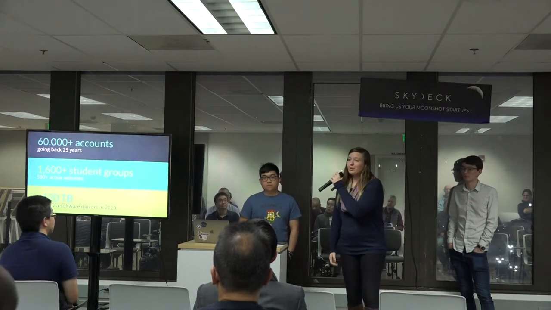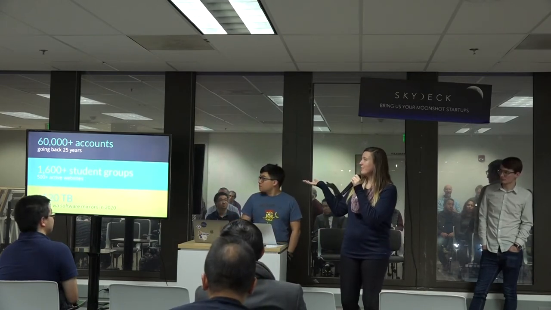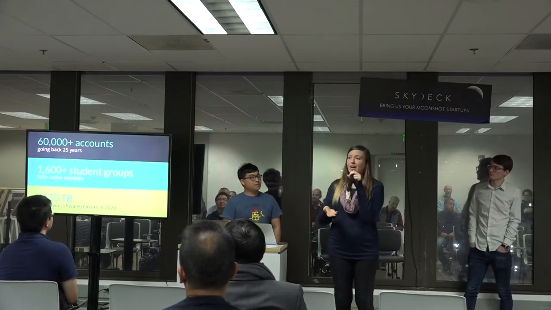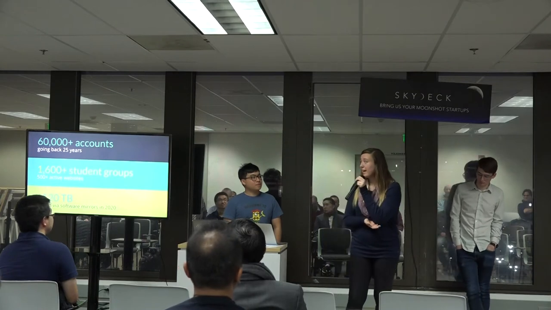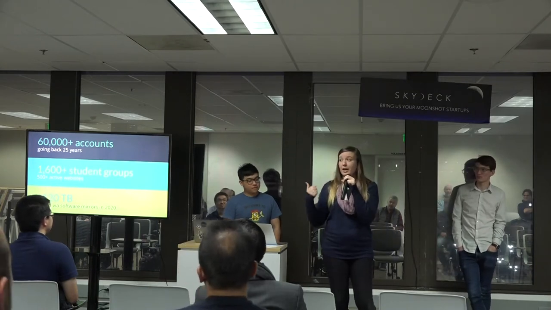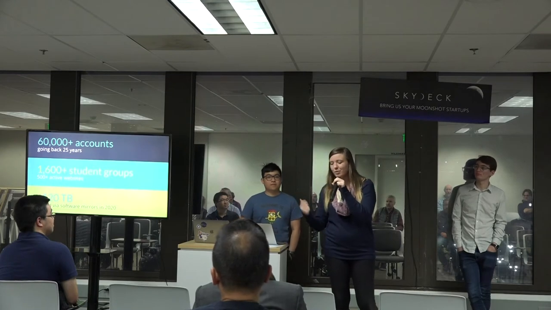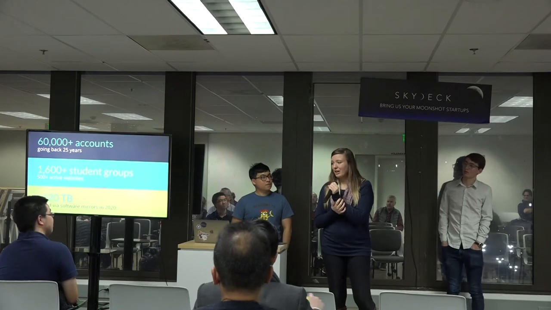So here are some cool-looking numbers. We're one of the school's older CS orgs on campus. And so over time, we have 60,000-plus accounts since we started. We have 1,600-plus student group accounts and over 500 active websites. And then just this year, there's been a lot of use from our software mirrors. So basically, the point of this is we have a lot of high-demand, industry-level numbers that we're working with.